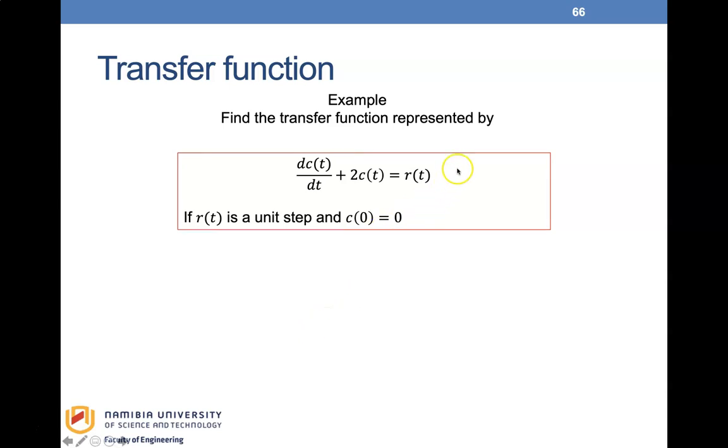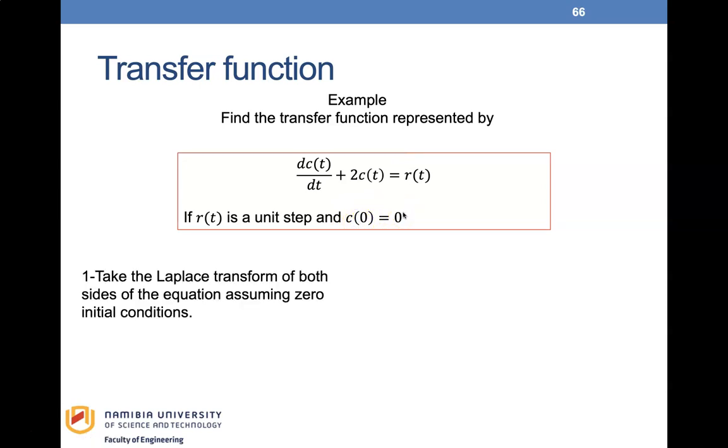So let's do one example. Let's say you are given a system in the differential equation form given by this equation: dc over dt, where c is a function of time, plus 2c equals r, r also being your input, and it's also a function of time. And we are told that our r of t is a unit step, which means our input is a unit step, and that our initial conditions are 0. So our initial condition will be 0.